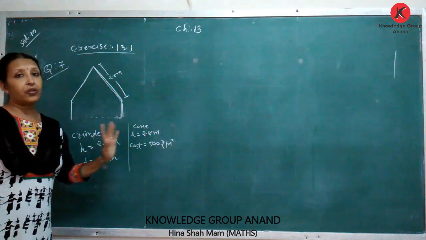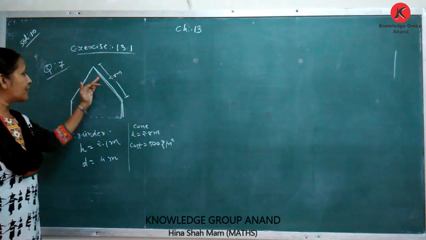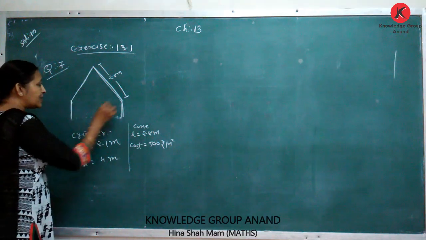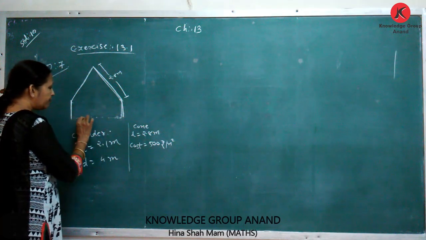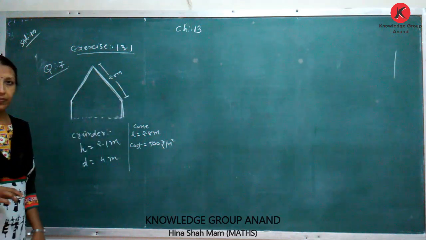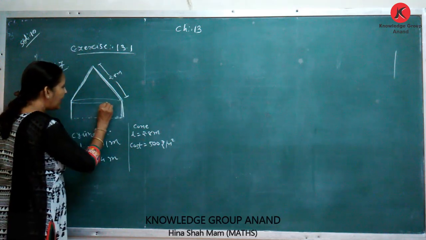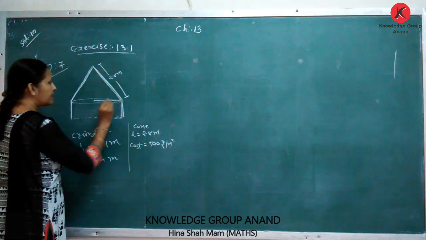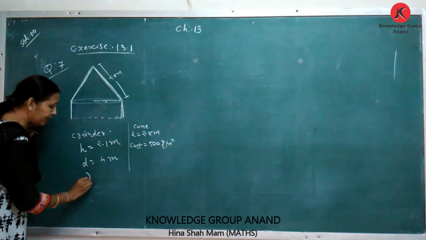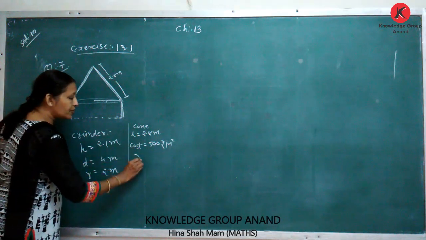Find the cost of canvas in this question. First we find how many meter square of canvas is used. Then we use the curved surface area of the cylinder and the curved surface area of the cone. Both radii are the same for the cylinder and the cone. What is the radius? Diameter is 4 meter. Therefore, radius is equal to 2 meter.